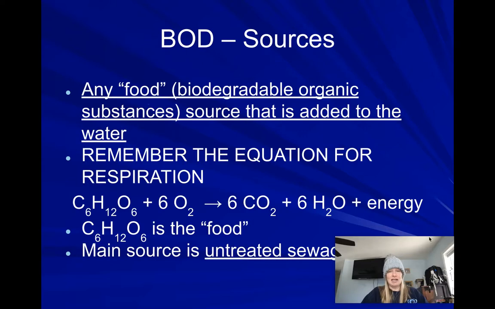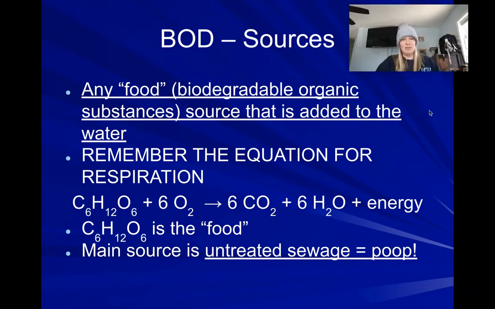So the next slide says, again, what are the sources of BOD? It's any food. It's biodegradable organic substances, or any food source that is added to the water. So remember the equation for respiration. We've seen this equation a lot. It's really important. You should know this. So basically that food here is glucose in this model, but it's food. This would be the oxygen, the dissolved oxygen. So the aerobic bacteria would do aerobic respiration, eat the food, use up oxygen. Oxygen goes too low, and that's our issue. So this is the idea, the sources of BOD.